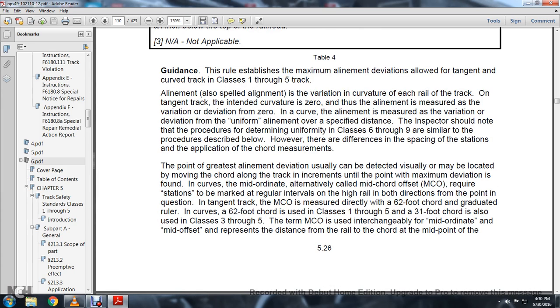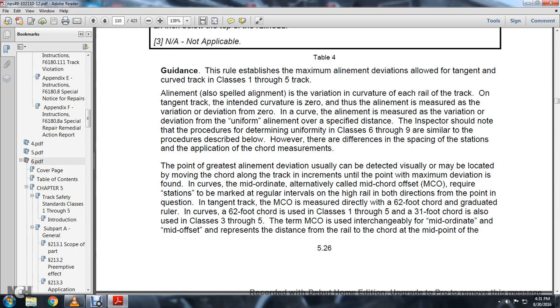Guidance. The rules establish maximum alignment deviation allowed for tangent and curve in Class tracks 1 through 5. Alignment is the variation in the curvature of each rail of the track. The tangent is intended to have a curvature of 0. Thus, alignment is measured as the variation or deviation from 0. In curves, alignment is measured as the deviation from the uniform alignment over the specified distance.